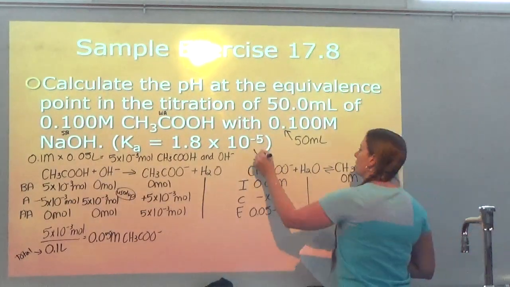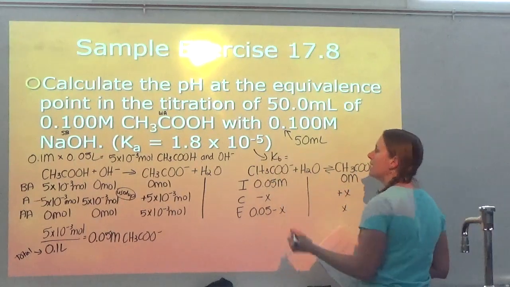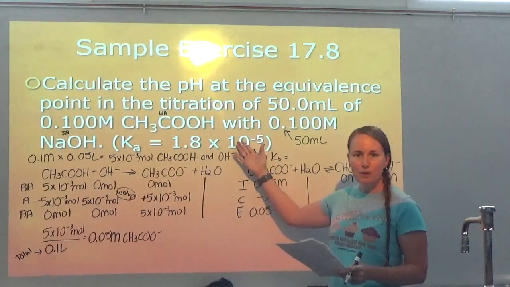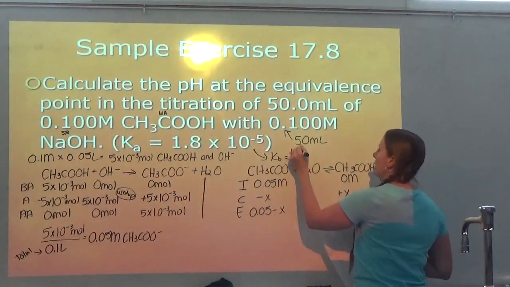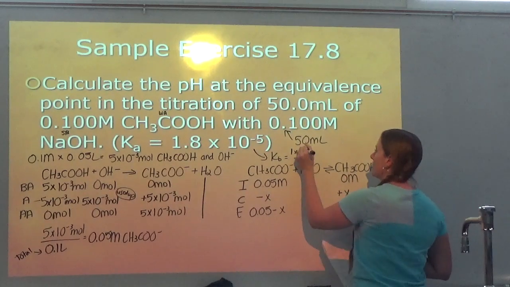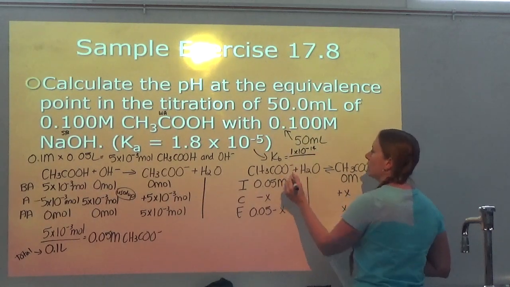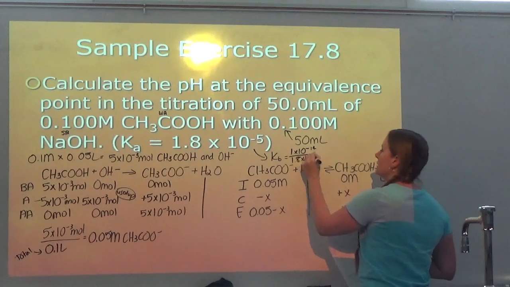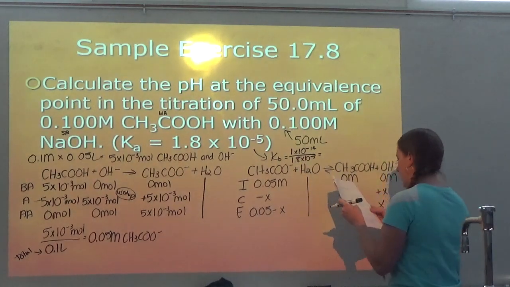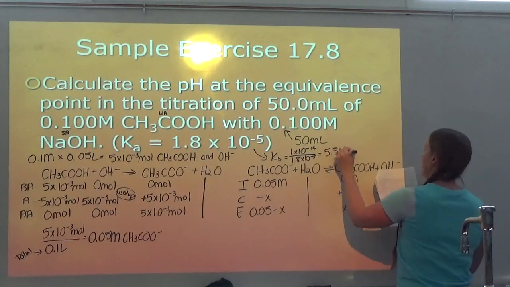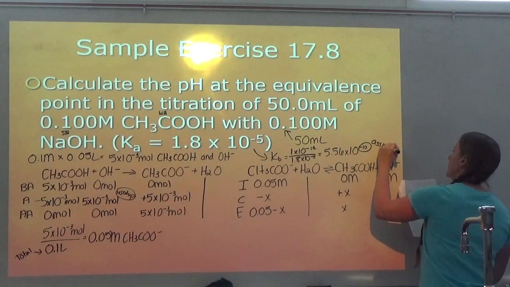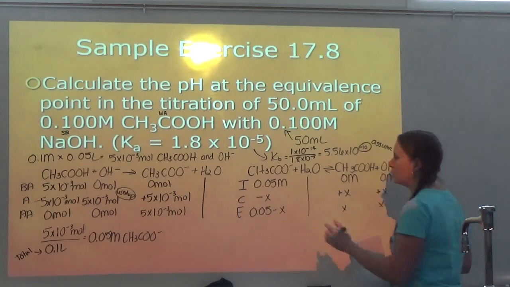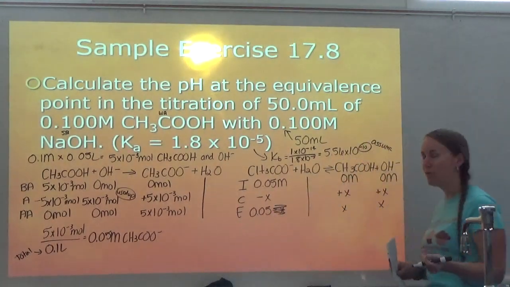Okay, so of course to get Kb from Ka, you just do 1 times 10 to the negative 14 divided by Ka. So I just did, well here, I'll write it out. I did 1 times 10 to the negative 14 over 1.8 times 10 to the negative 5. And so I ended up getting 5.56 times 10 to the negative 10. The good thing is, because that number is so small, I can do my assumption and assume that this is just going to be 0.05.